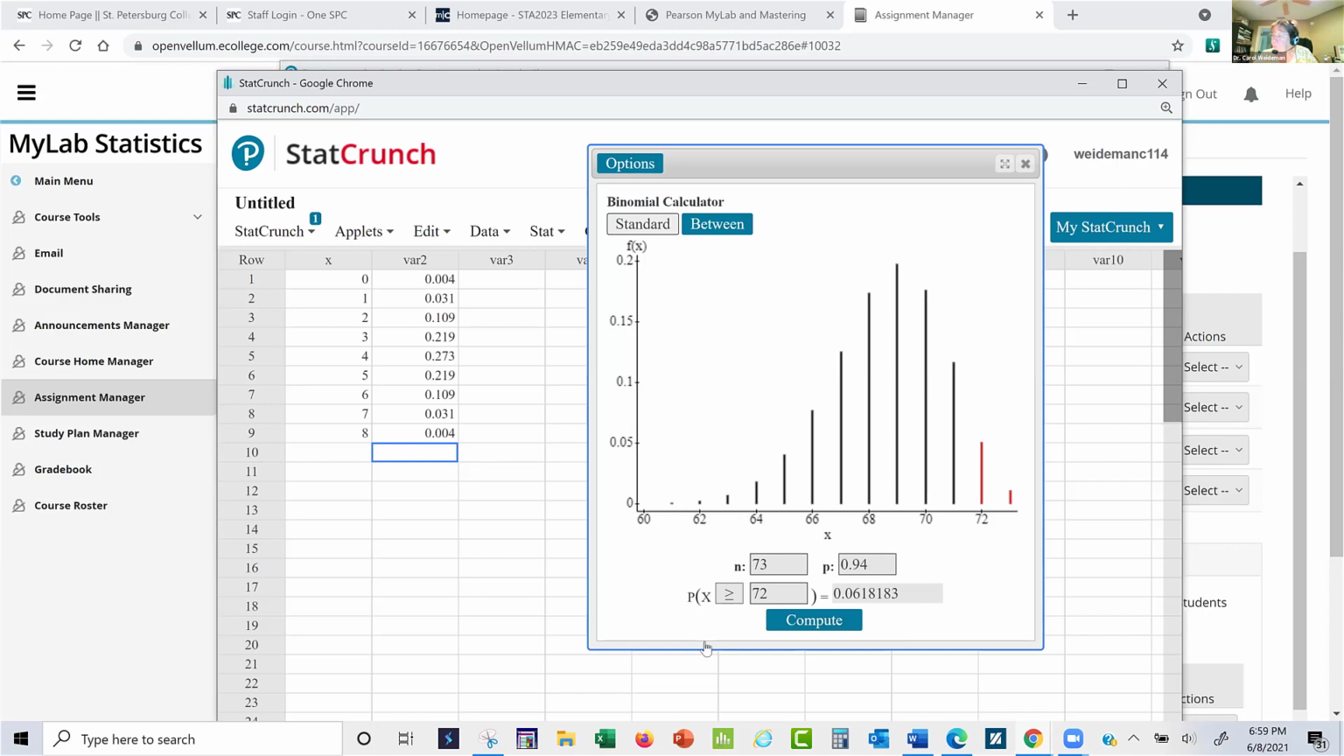0.0618. So the probability that X is greater than or equal to 72 is 0.0618. So there's about a 6% chance that they're going to be overbooked. Now you can see why they overbook planes, because that's not a great problem. It's not huge. And they might have to give some free stuff away, but maybe it's worth it so that they don't have empty seats. All right. And then one more.